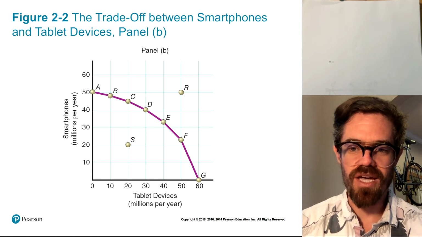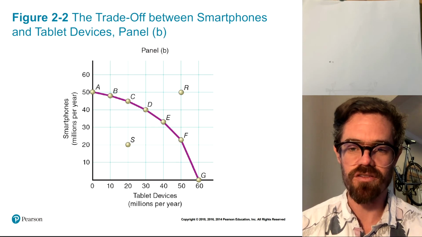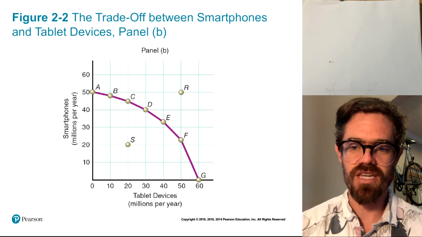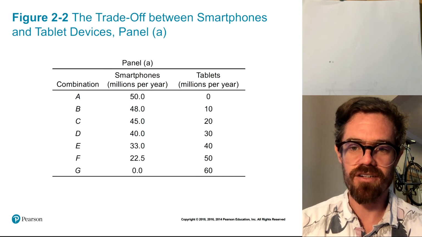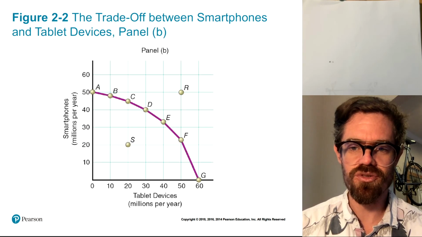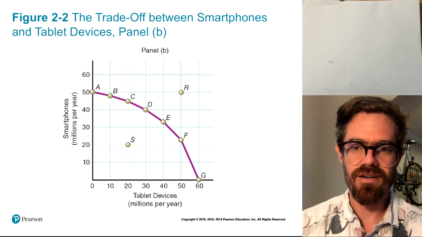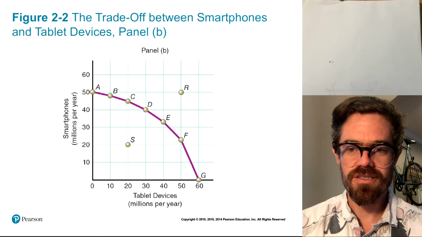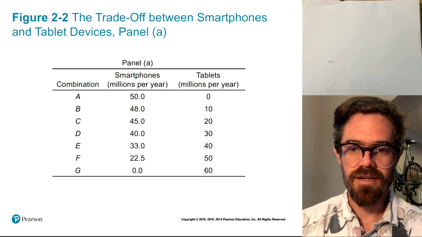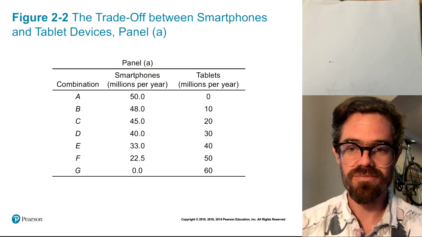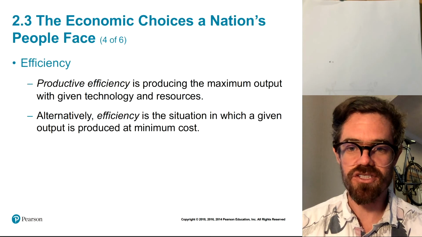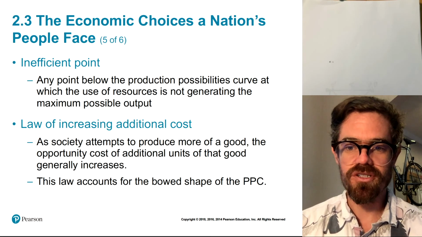But the difference here at point F is we have to give up a lot of smartphones in order to be able to increase the number of tablets by 10 million, as opposed to point A, where we only had to give up very, very few smartphones. So in both cases, the change in tablets was 10 million, but at point A, we only had to give up very few smartphones. In fact, we only had to give up 2 million smartphones. You see the difference there between A and B. We only had to give up 2 million smartphones to get 10 million tablets when we started at point A. But at point F, to get 10 million more tablets, we have to give up 22.5 million smartphones. So that curvature is basically showing us that the opportunity cost is increasing.